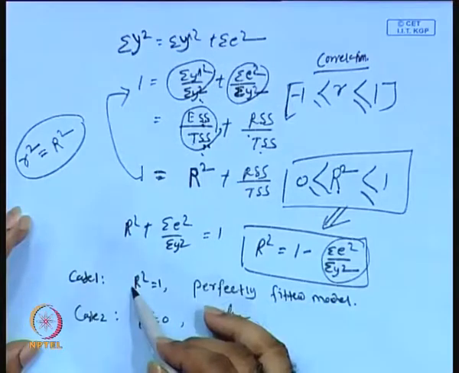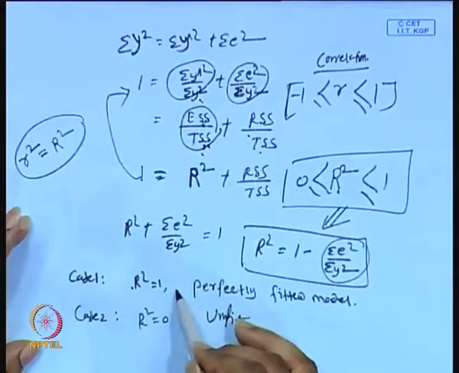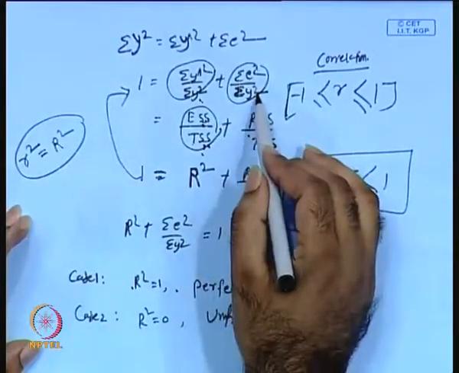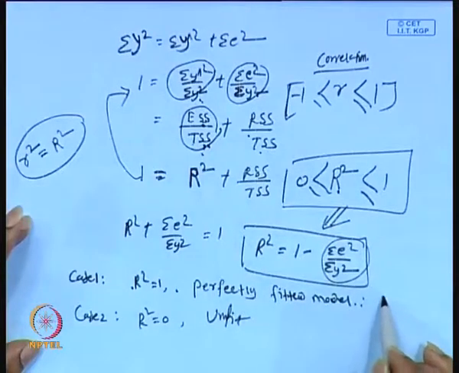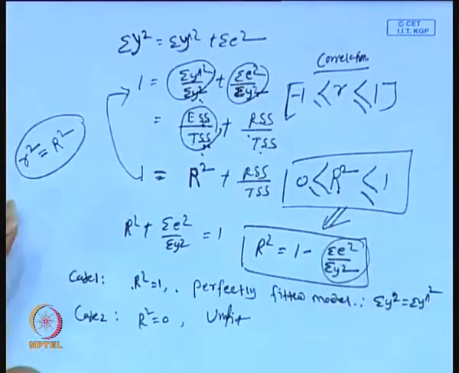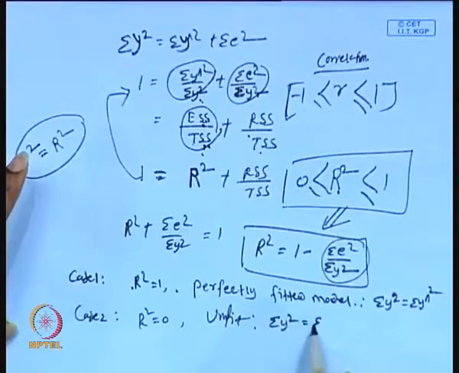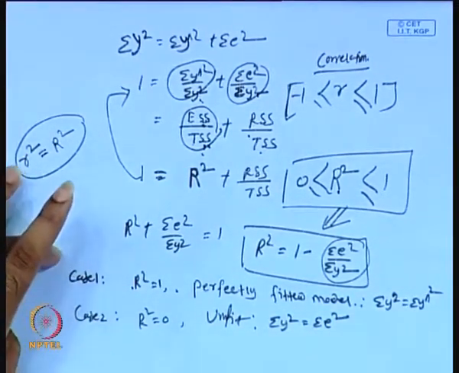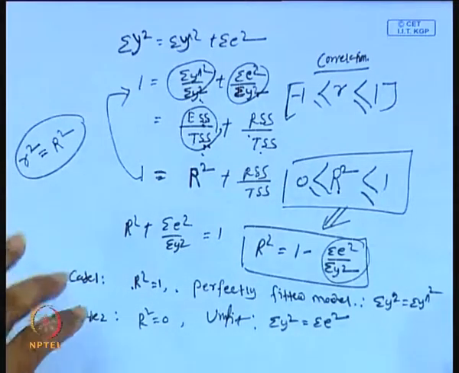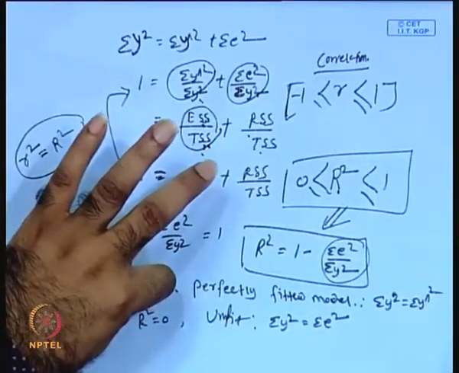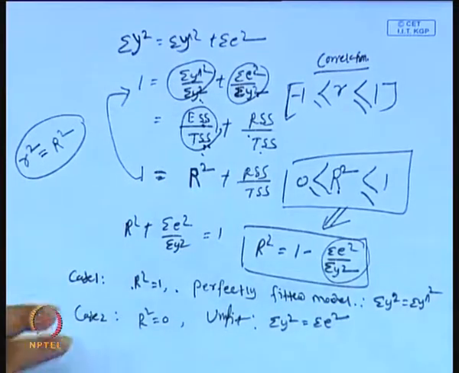Now when R square equals 1, this is equal to 0. When R square equals 1, summation y square is equal to summation y hat square. When it is unfit, summation y square is equal to summation e square. All right. But this is rare. Why is it rare? It may not be rare, but this is a very extreme situation.